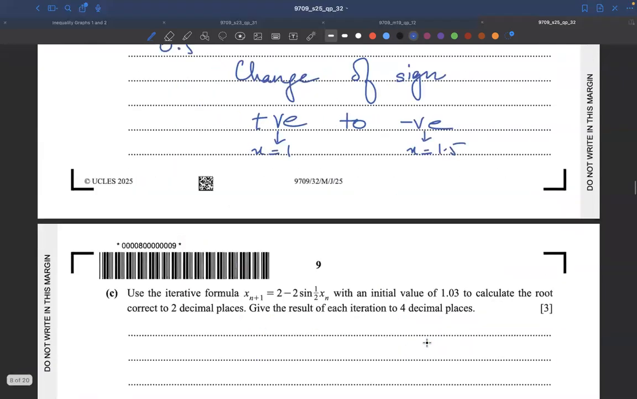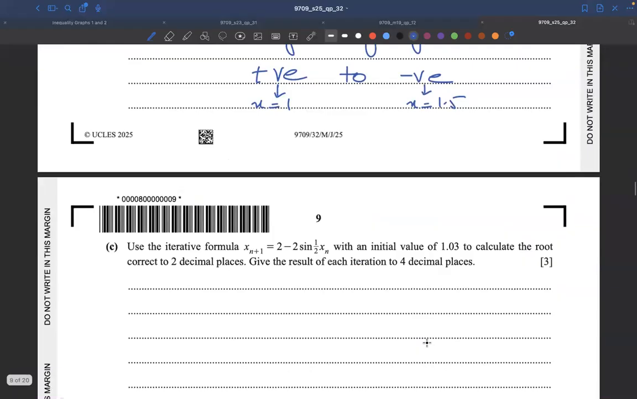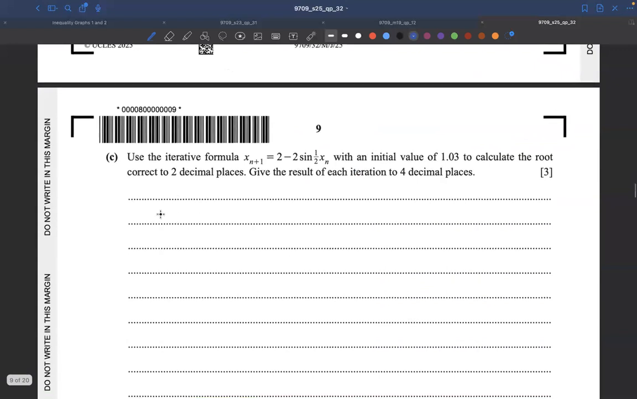Now in part C, it says use the iterative formula with an initial value of 1.03 to calculate the root correct to two decimal places. So this is the easiest step. All we have to do is substitute the first value.